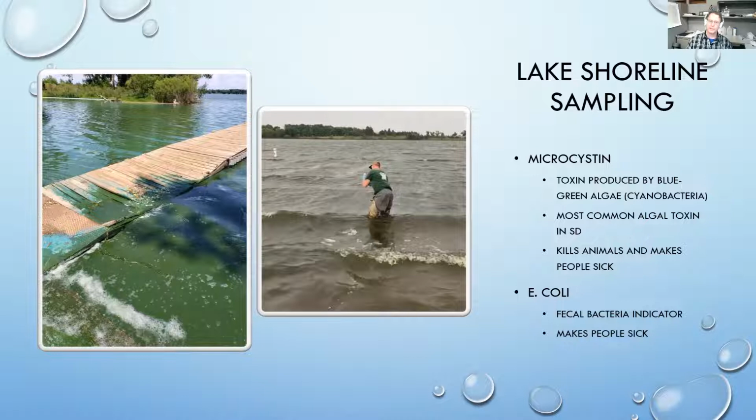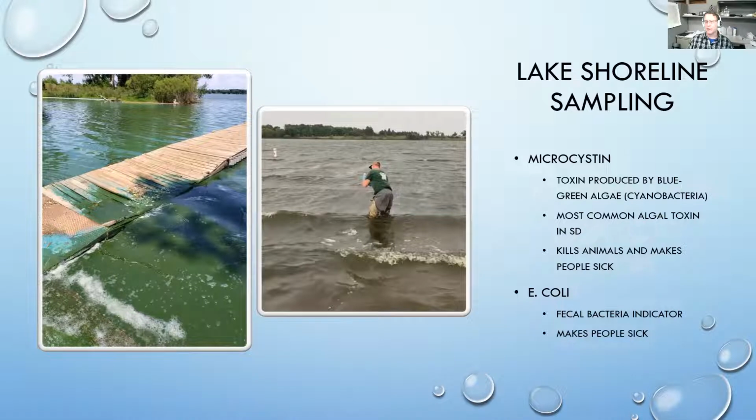This is a toxin that's produced by blue-green algae. There are other toxins that are produced by blue-green algae, but this is the most common one in South Dakota. We care about this because it can kill pets, wildlife, and livestock and make people fairly ill. And in that picture on the left there, that's a blue-green algae bloom at Lake Madison. If it looks like that, you probably don't want to get in the water because it's very likely that there are high amounts of microcystin or other toxins present.